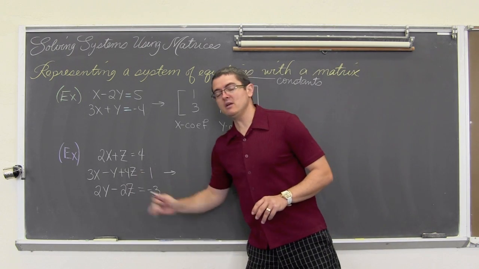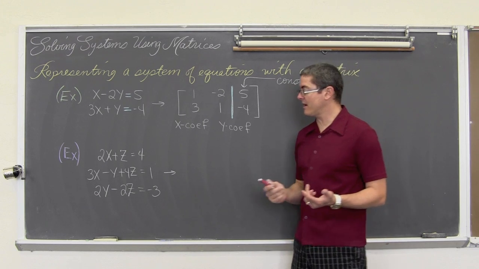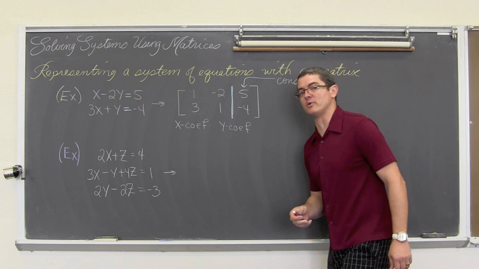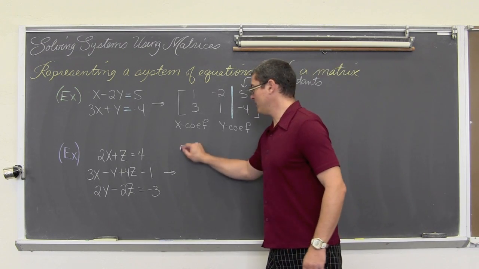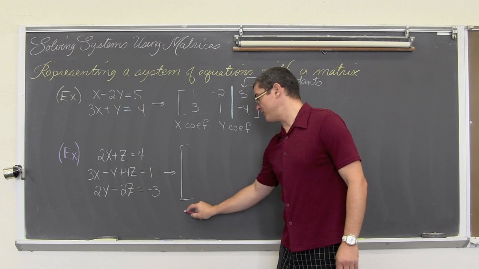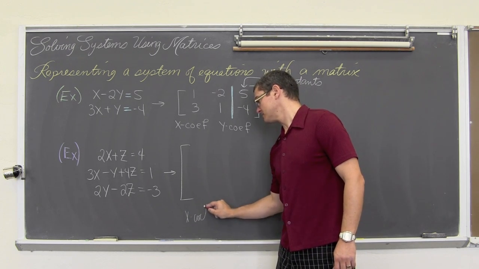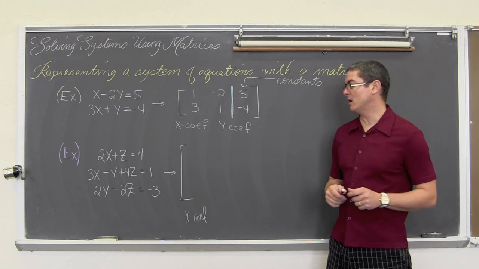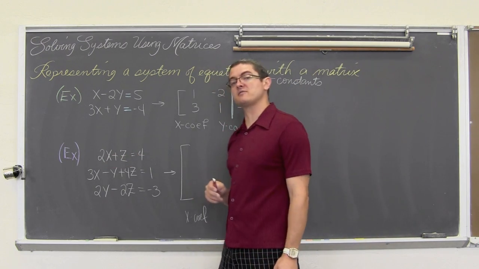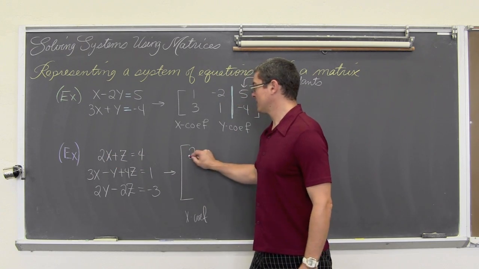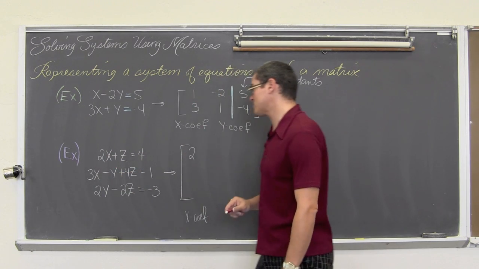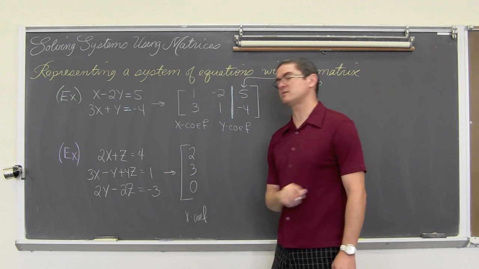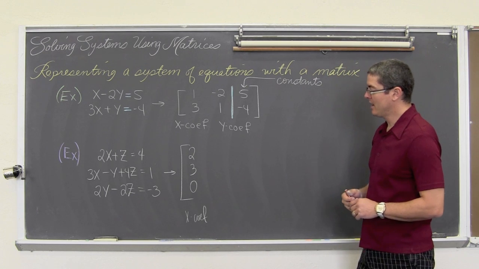Now down here I have 3 equations and 3 unknowns, x, y, and z, but some of my equations are missing some of those variables. So let's see what that looks like as a matrix. I'm going to start with my x coefficients in the first column. If there is no x in a particular equation, we have to put in a 0. The first equation has an x coefficient of 2. My second equation has an x coefficient of 3. And my third equation has no x, so its coefficient is 0.